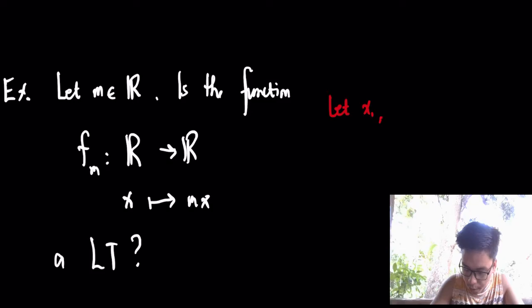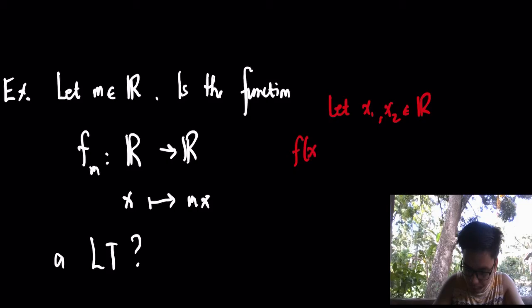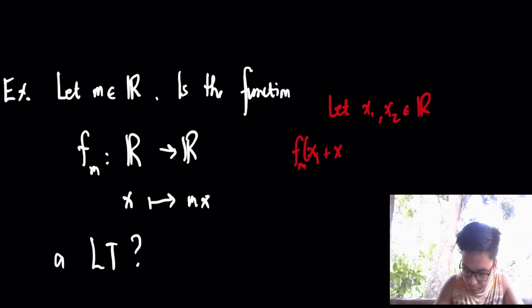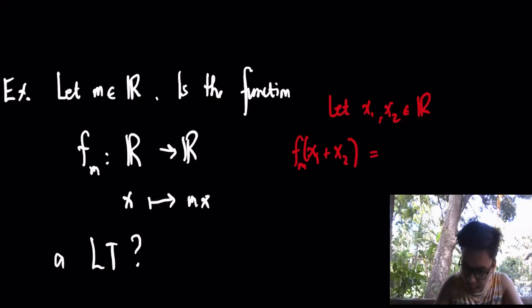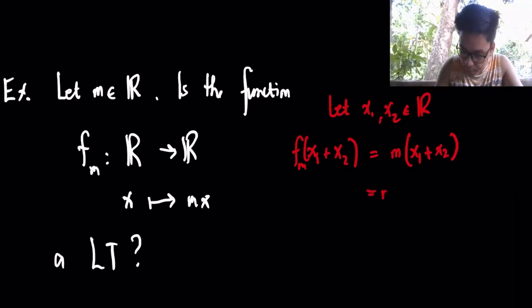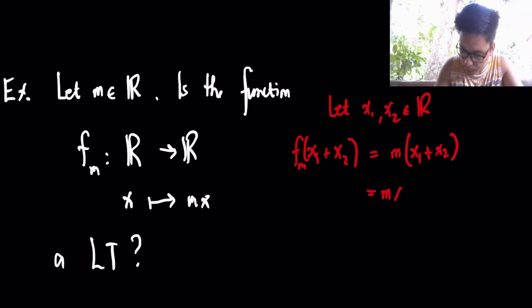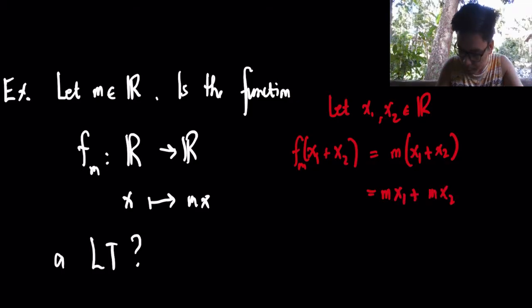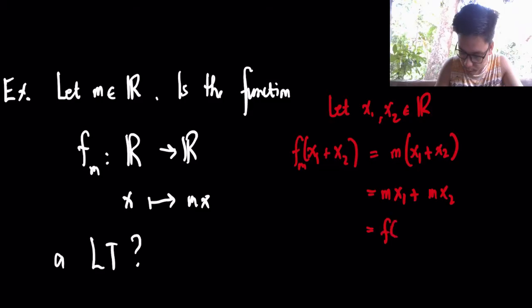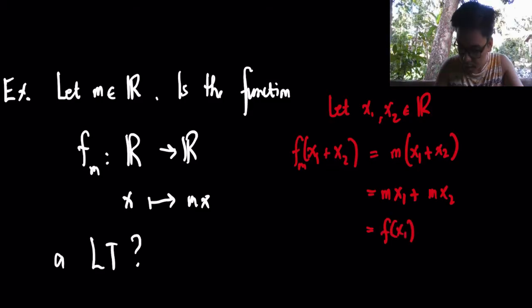let x1 and x2 be in R. So we have f of x1 plus x2. So what's the definition again? This is equal to M times x1 plus x2. So that's the definition of the mapping given in this example. And then I can distribute so that I'd have Mx1 plus Mx2. This is actually f of x1, and this one here is actually f of x2. So condition 1 here is satisfied.